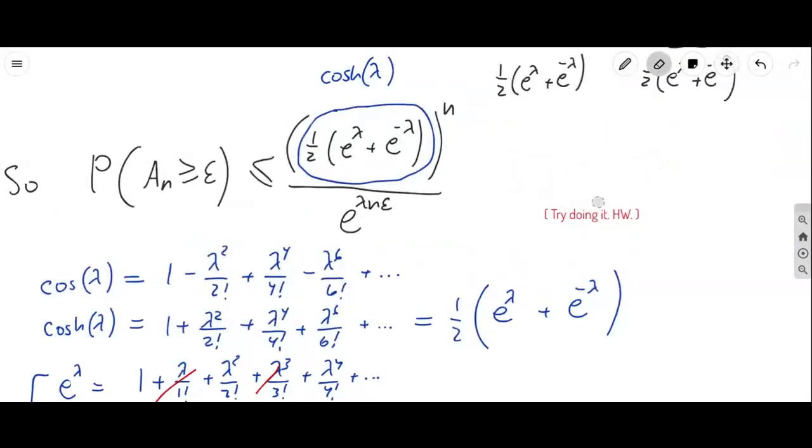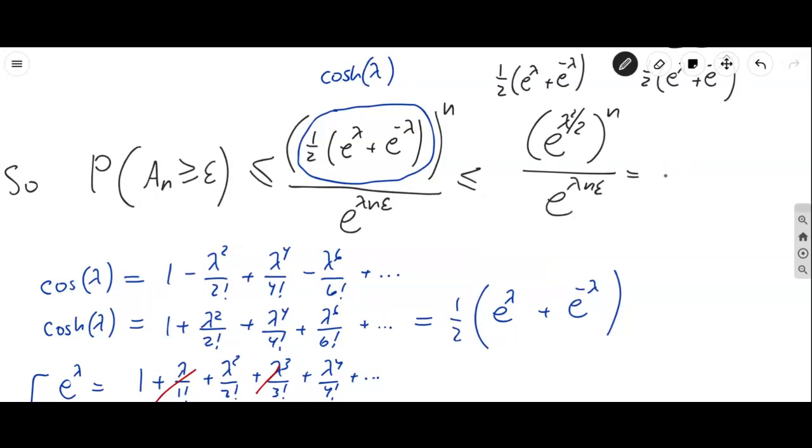So instead of minimizing this, we're going to make the inequality a little bit less tight. It would be tighter if you kept it the way that it is. Unfortunately, if you try to solve this directly for lambda, it's not going to be that easy. It's more convenient to make it a little bit less tight so that you can solve it exactly. So this is bounded by e to the lambda squared over 2 raised to the n, over e to the lambda n epsilon. And if you put everything together, this is e to the lambda squared n over 2 minus lambda n epsilon. So this is what we get.